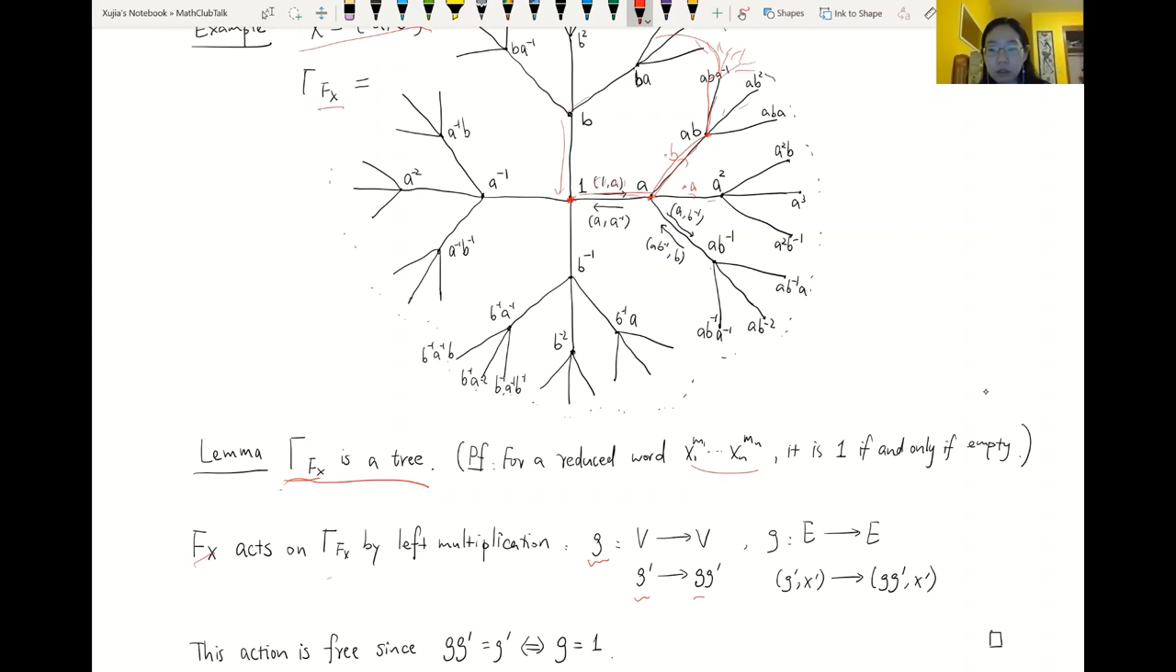So what do we do? How does it map an edge to an edge? The source is of course mapped to this guy here. The multiplication doesn't change. So for example, you have this edge here. The element B is going to map this edge to this edge here, right? It maps 1 to B. It maps A to B times A. It maps this edge (1, A) to this edge (B, A), right? You go from B to BA by multiplying by A.